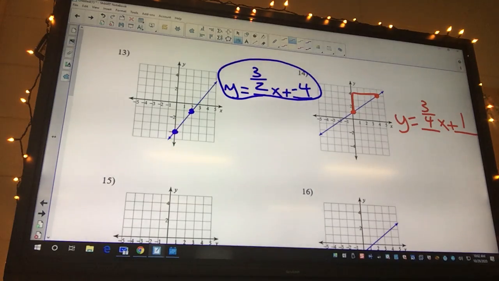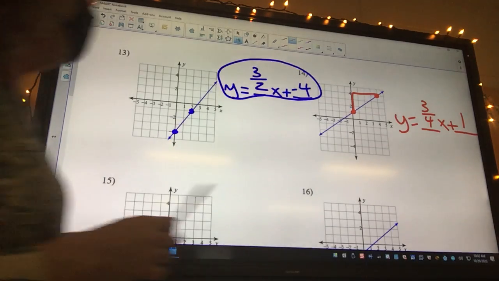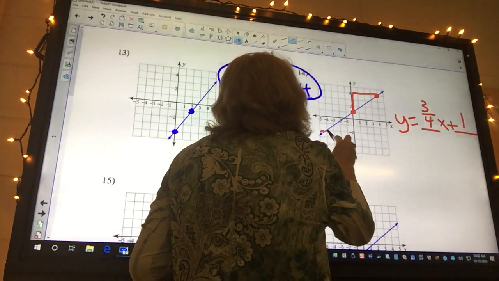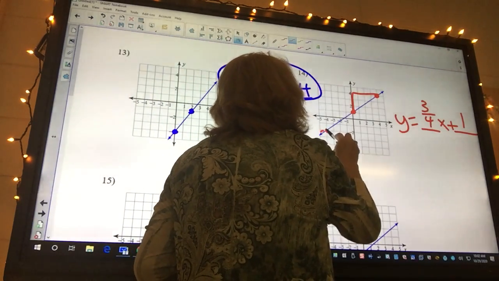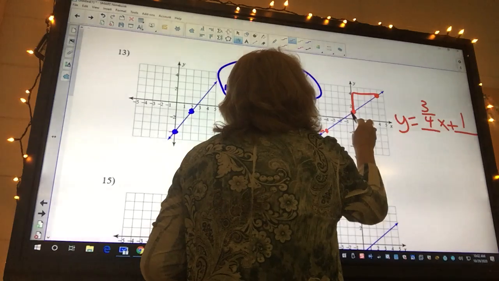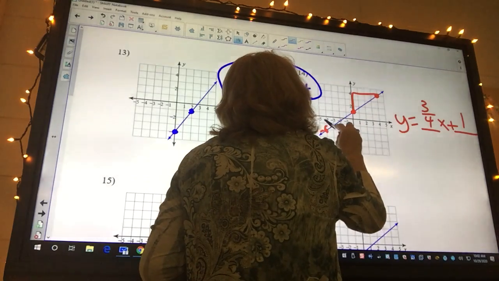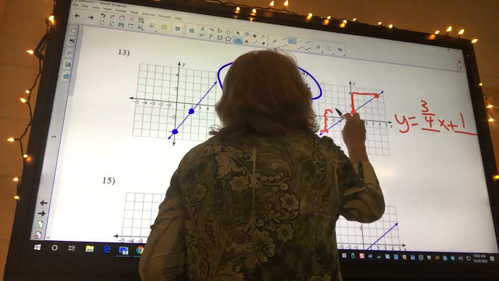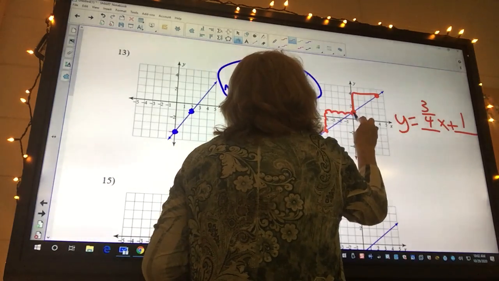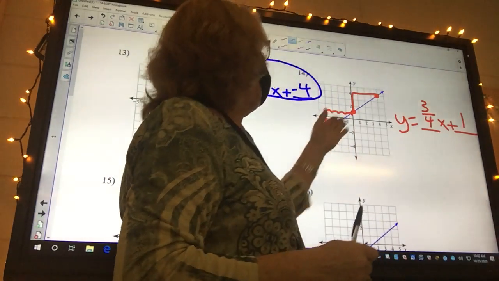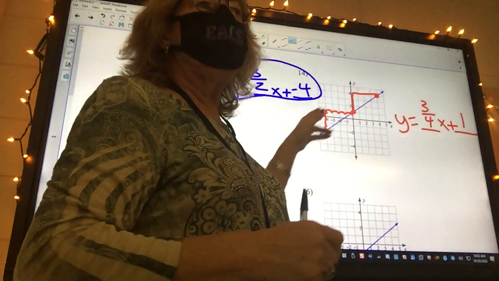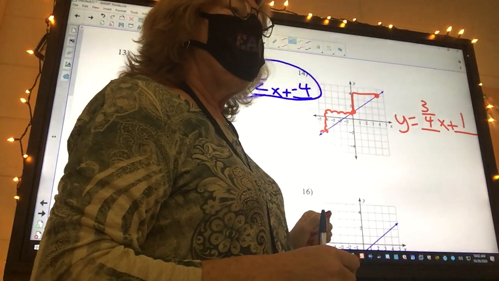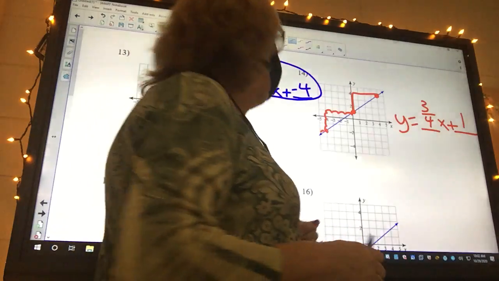And you know the other thing, Miss Henning, when I looked at that too, I could see that there was a point right here. And I counted from there to here, and I went up 1, 2, 3, and then I went over 1, 2, 3, 4. Same thing. It doesn't matter which points you choose. If they're on that line, you're going to get the same slope. That's right.